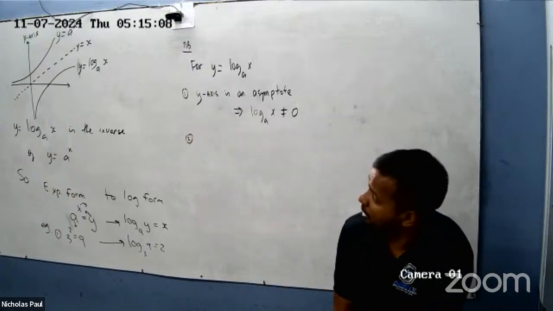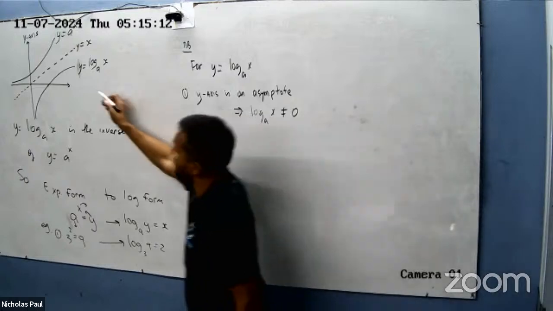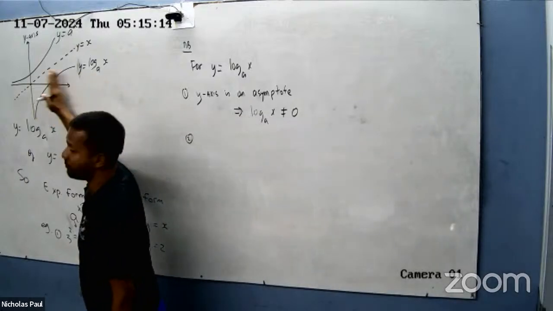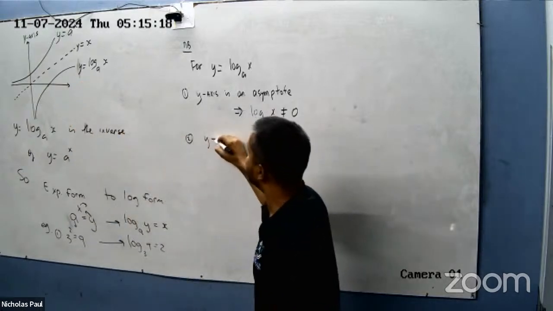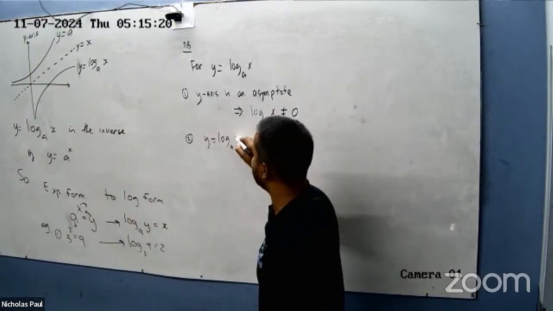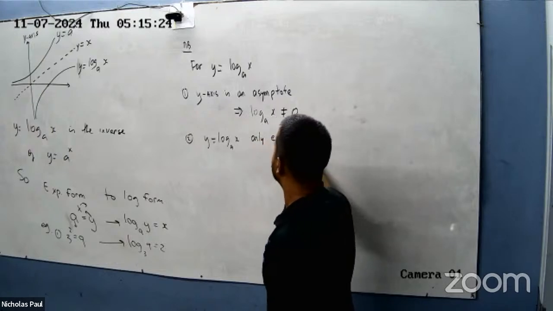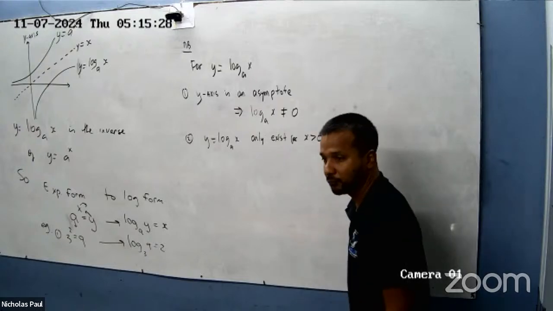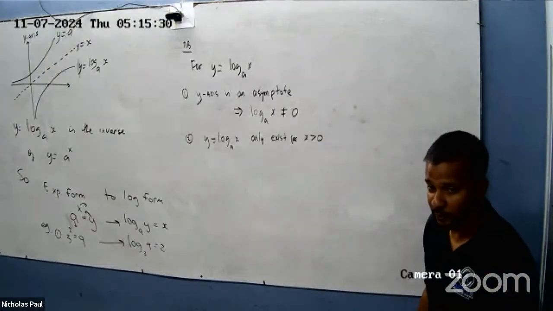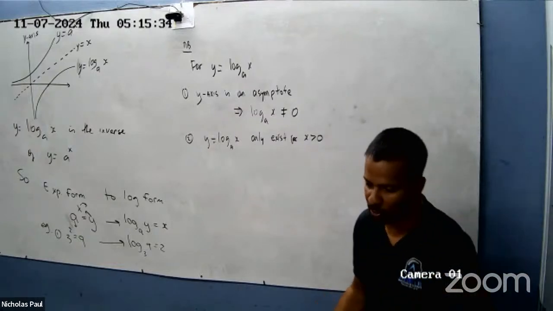Can you find the log of a negative value? No, because look at the graph. The graph is only for positive x values. So y is equal to log to the base a of x only exists for x more than 0. So it's important that once you see that x value is negative, you know there's no solution, right?